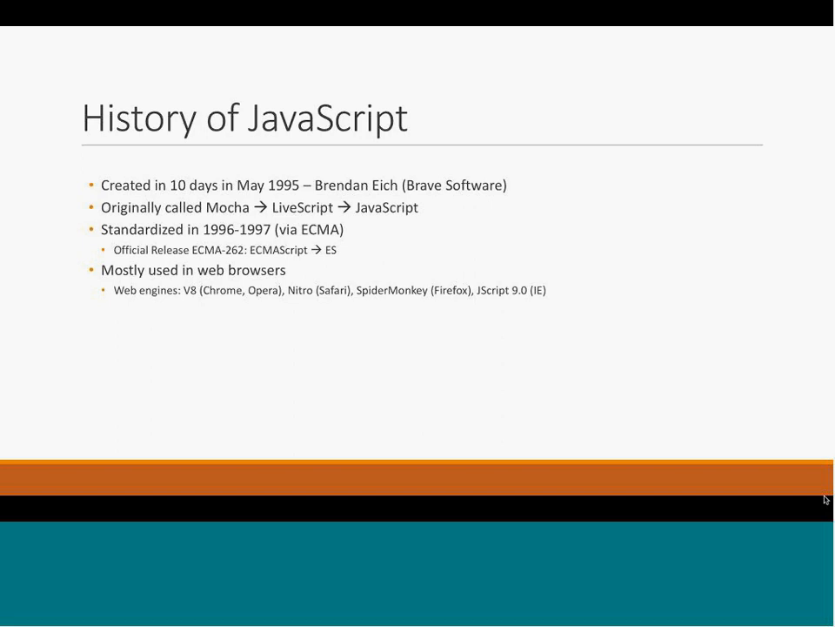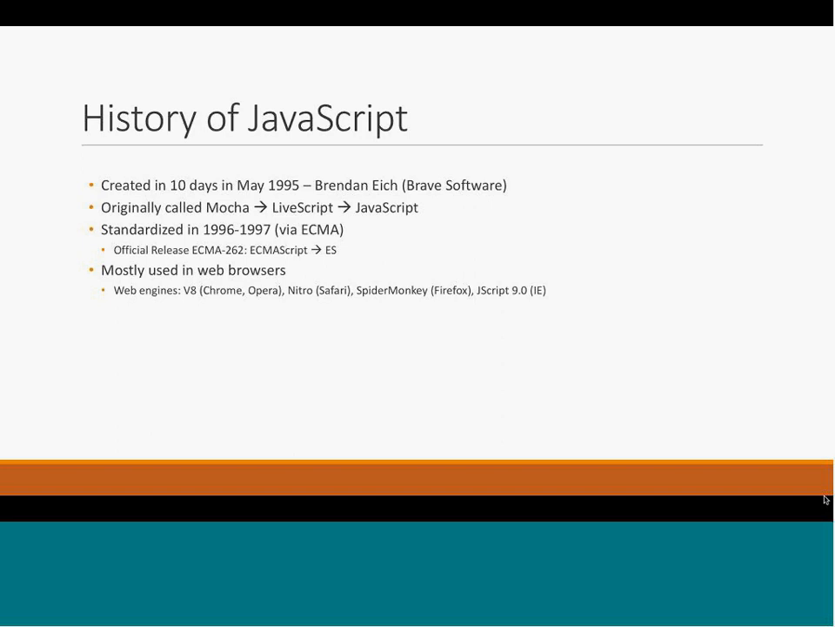It was standardized in 1996 and 1997 via ECMA, which is the European Computer Manufacturers Association. ECMA is the standard by which JavaScript must abide. So JavaScript is an implementation of ECMA. The official release is ECMA-262: ECMAScript, also called ES.